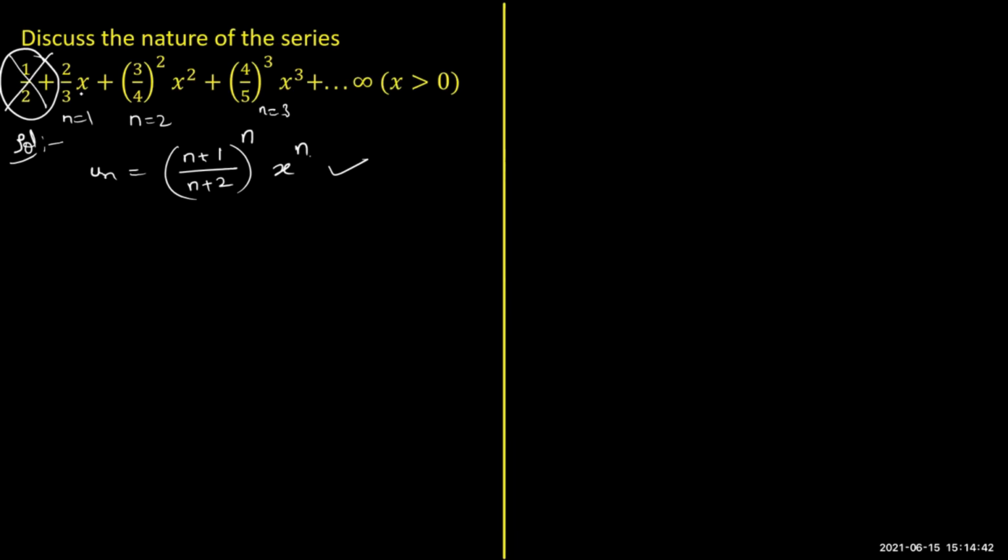I mean, 2 by 3 into x itself is the first term of the series. So even if I ignore that or include that, this series remains either convergent or divergent. Earlier, if it is convergent, even after removal, it will be convergent only. Earlier, if it was divergent, even after removal, it will be divergent only. Since the convergence remains the same, ignoring this term 1 by 2 has no influence at all. So keeping that in mind, I'll take this as u_n, right? (n plus 1) by (n plus 2) whole to the power of n into x to the power of n. This is the nth term u_n, considering this 2 by 3 into x as the first term.